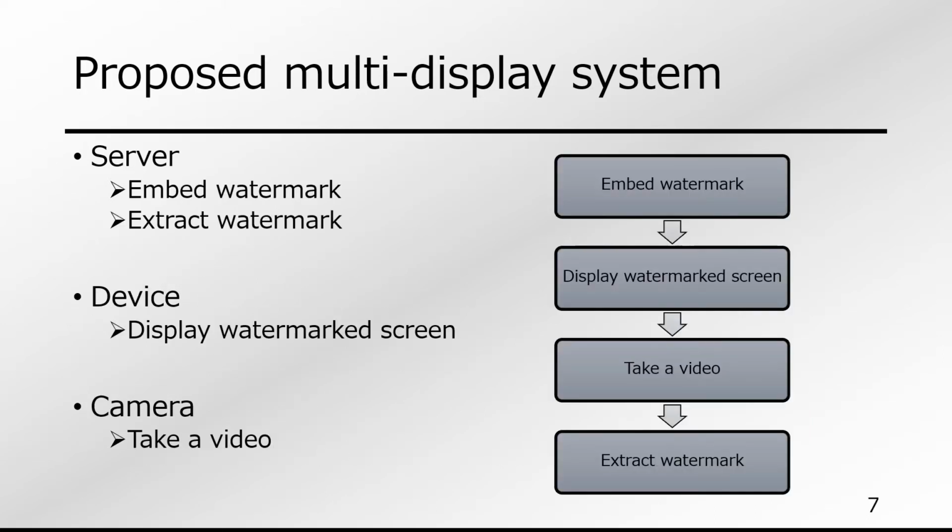I will explain the general flow of the processing for device detection. First, the watermark embedding process is performed on the server. Then, the watermark screen is displayed on the device, and a video is taken with the camera. And finally, the watermark extraction process is performed on the server.